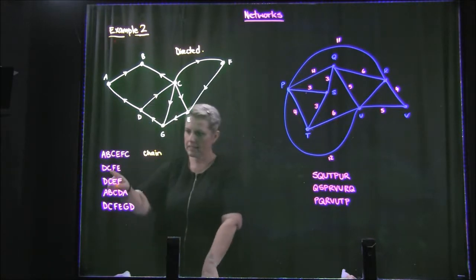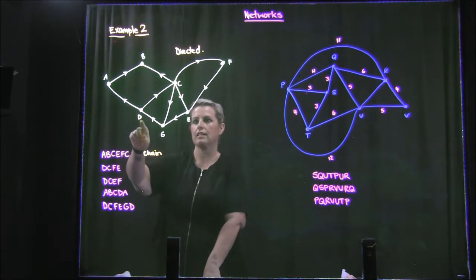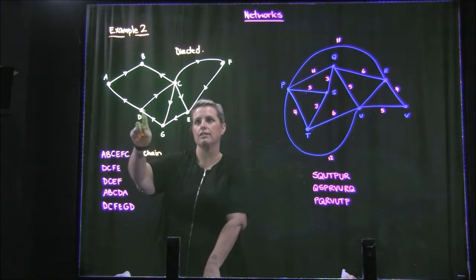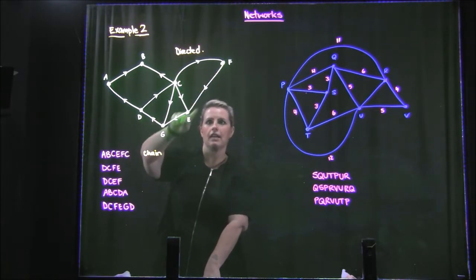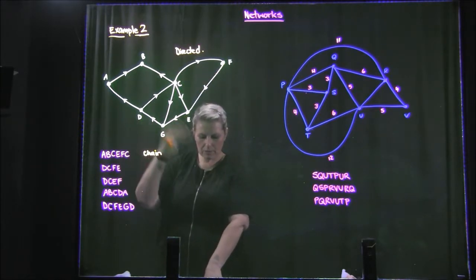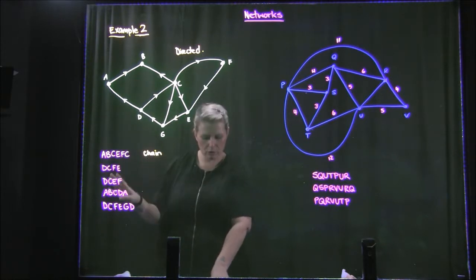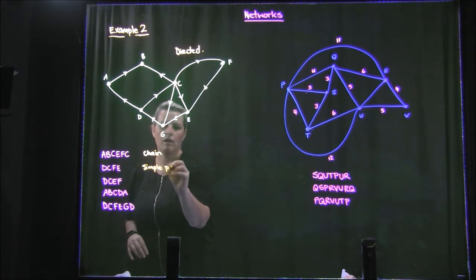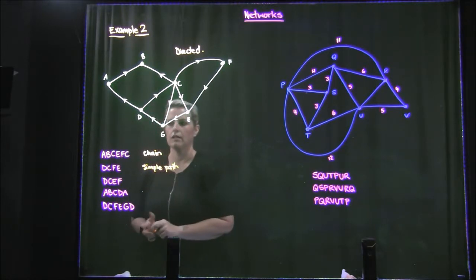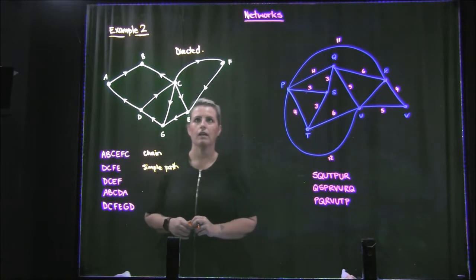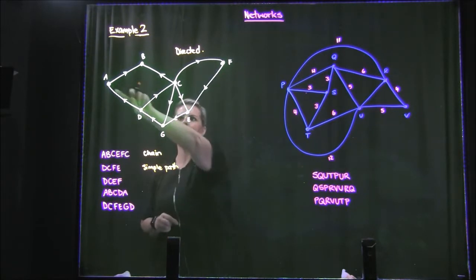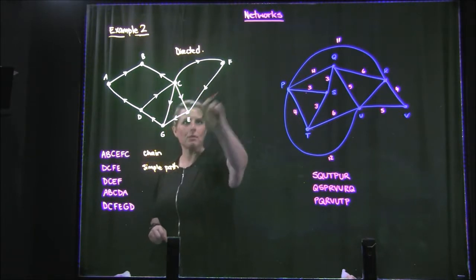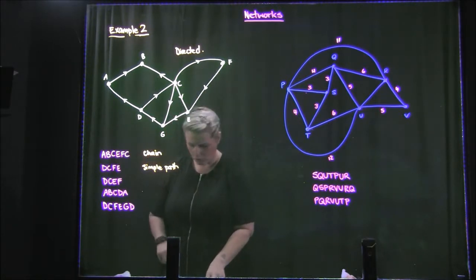Then we have D, C, F, E. The first thing I notice, D to C to F to E, all in the same direction. Sequence of arcs, same direction, doesn't cross over itself, so it's a simple path. And that's why A, B, C, E, F, back to C crosses over itself. It comes back to the original.